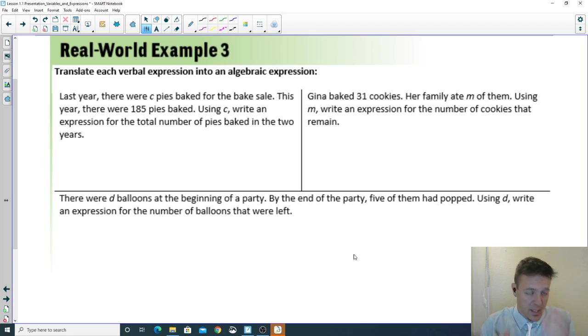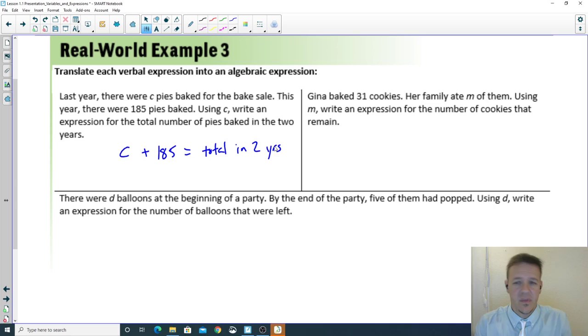All right, so on this one, last year there were C pies at a bake sale. This year there was 185 baked. So using C, write an expression for the total number of bakes in the last 2 years. So if we baked 185 this year and they baked C last year, you would add those together for the total number of pies, right? For total in 2 years. All right, so make sure you understand what the end game is on these guys.